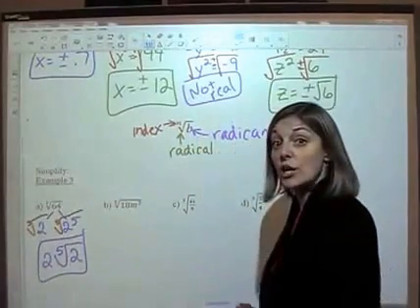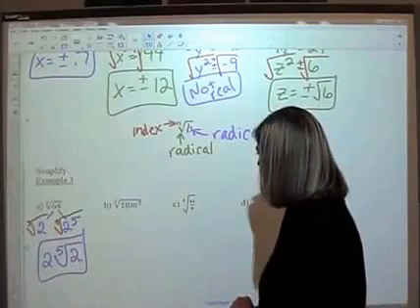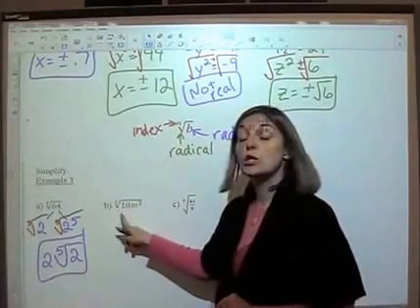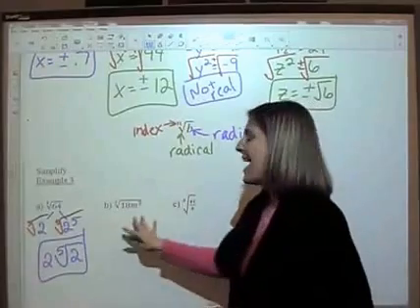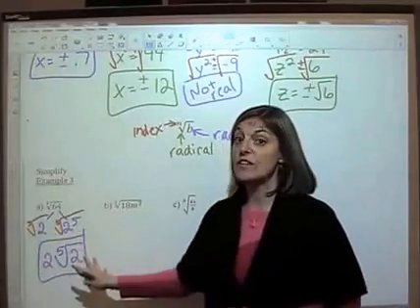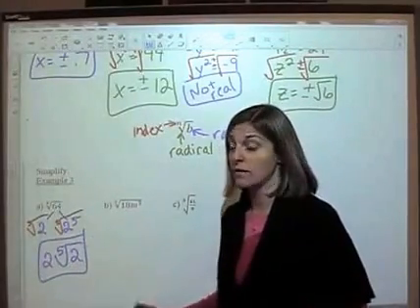Now let's take a look at part B. We have a square root of 18m to the third. So can we break this apart into a perfect square times something else?